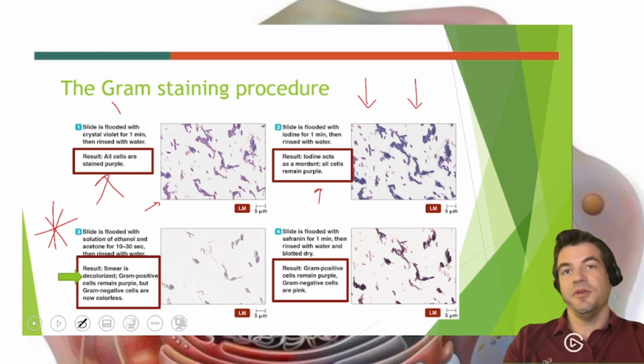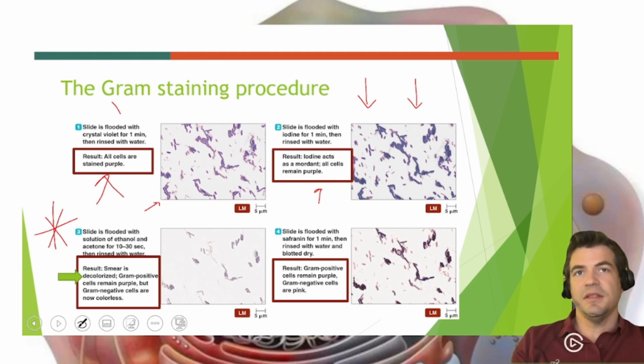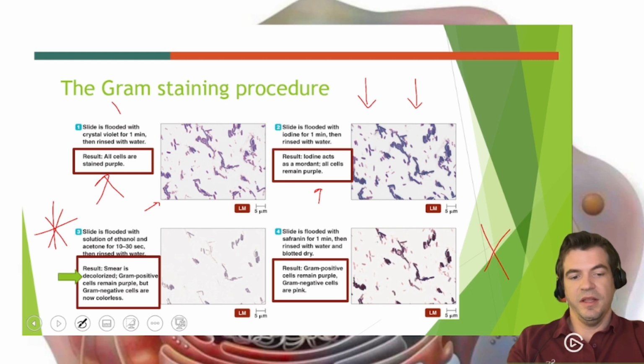So next, the slide is flooded with safranin for 1 minute, and then it's blotted dry. What this is going to do is increase your phase contrast between the two. You will see gram positive be purple and gram negative be pink. Remember, purple positive, PP, purple positive, and negative has an N in it, so does pink. So that's how you're going to need to know the end result.